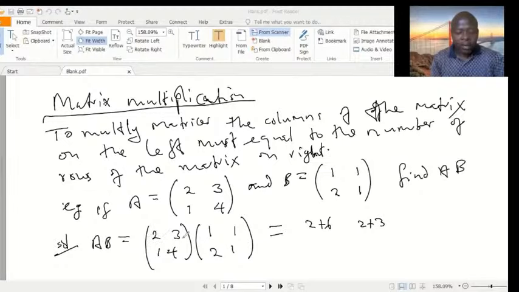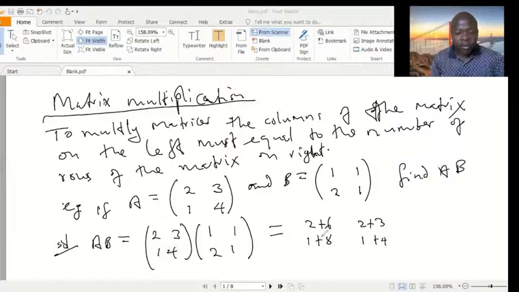Now I'm done using this row and the whole of these columns. Now let me come to this row. 1 times 1 would be 1, and 4 times 2 would be 8. I'm done with this row and this column. Let me come to this row and this other column. 1 times 1 would be 1, and 4 times 1 would be 4.